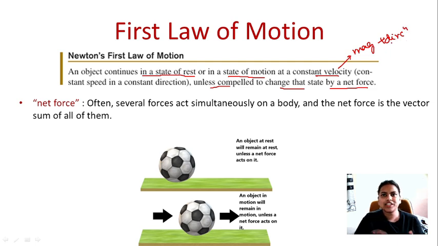So to change the direction of the body, we need to apply a force. To change the speed of the body, we have to apply a force. For example, a ball is resting on the ground. It is in a state of rest until and unless some force acts on the ball, and the ball would be in motion. So this was the first law of Newton.